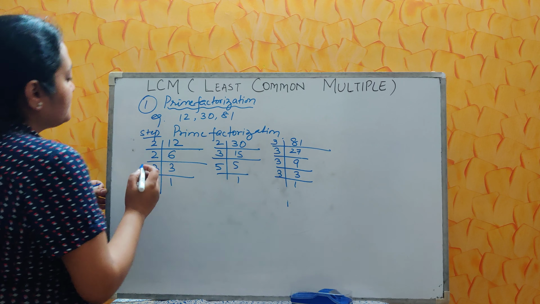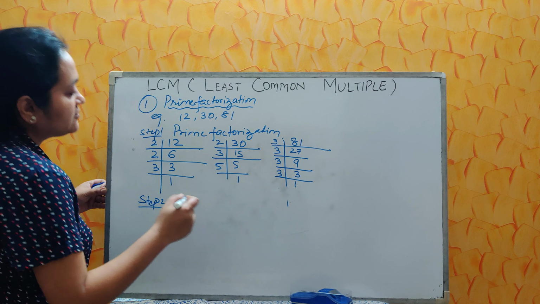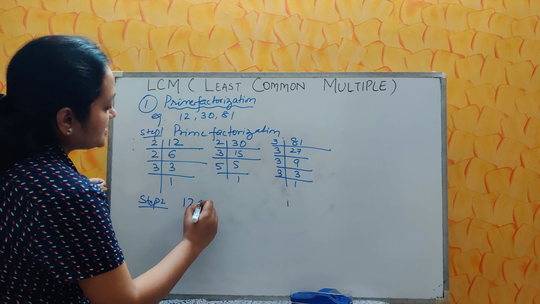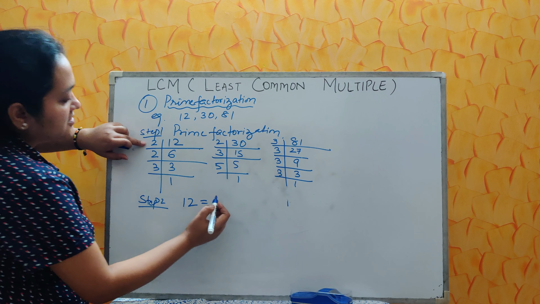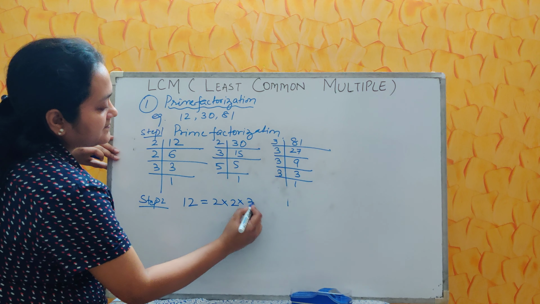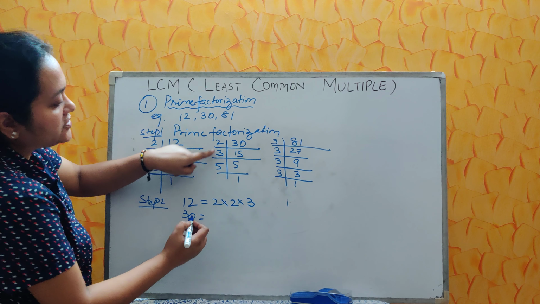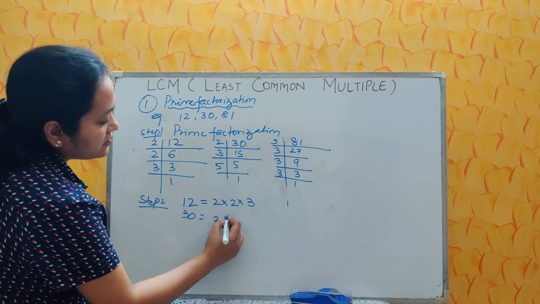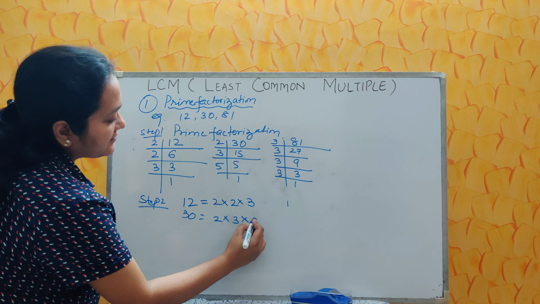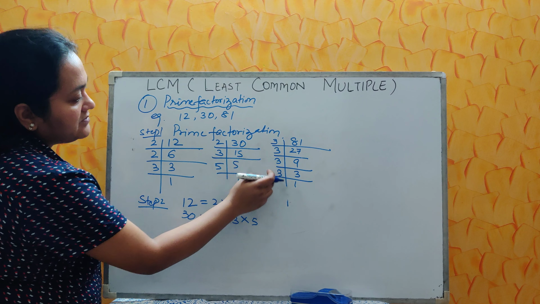Now step 2 is writing down the prime factors. That is, 12 can be split down into 2 into 2 into 3. Now 30 can be written as 2 into 3 into 5. And finally 81 is 3 four times.